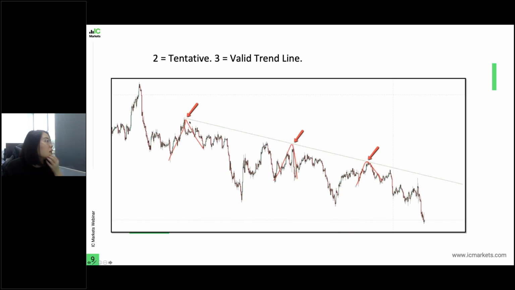Okay, another one, tentatively 2 and 3 for a valid trend line. It says tentatively 2. I mean, it depends on the trader, really. Some traders will see 2 touches and consider it a valid trend line. I personally like to stick with 3 because I feel like 2 is just a coincidence. If you look at the charts, there are so many times that a trend line touches 2 times. So for me, minimally, I would like to see 3 touches, and I'll consider that a valid trend line.